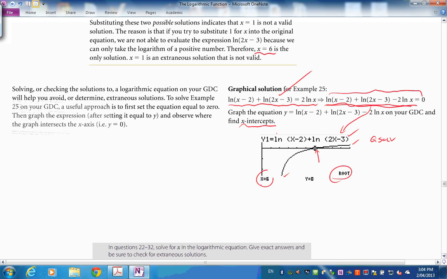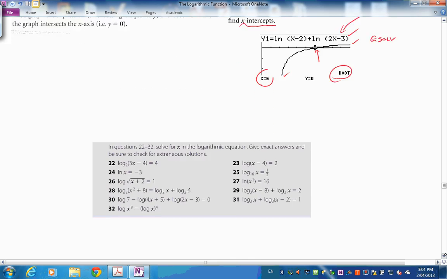Okay, so that's another possibility to check that your answers make sense using the graph mode. That's if you're in paper 2, of course. If you're in paper 1, you won't have that calculator to use.